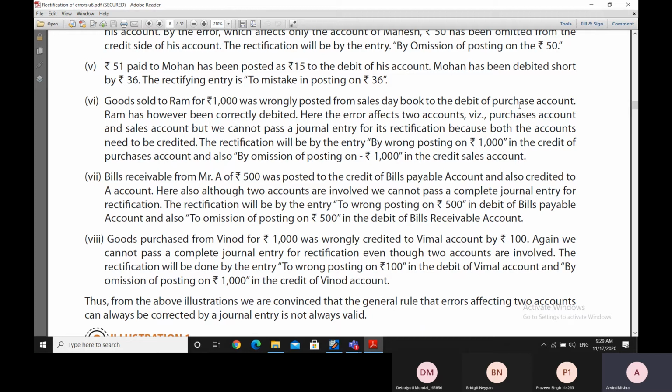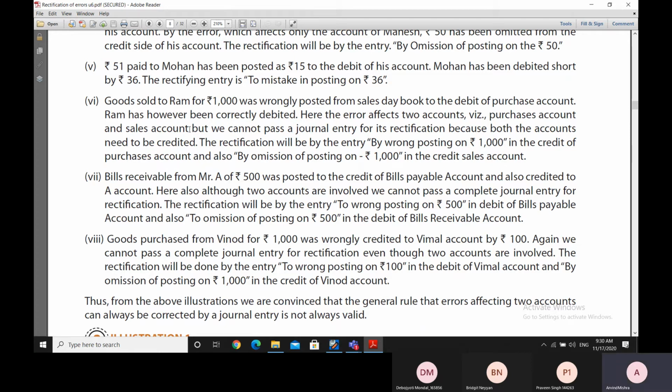This was a sale. It should have gone to the sales account, but they were entered on the purchase account. Now Ram has been correctly debited, but instead of crediting the sales book, the purchase account has been debited. What is wrong here is that the purchase account is written wrongly and the sales account is also written wrongly.